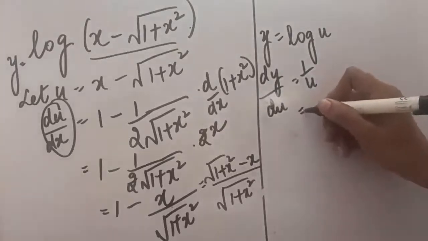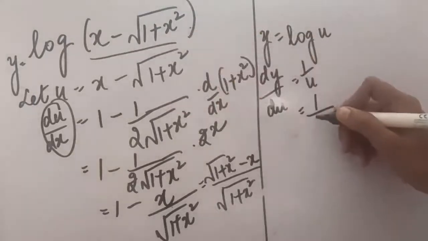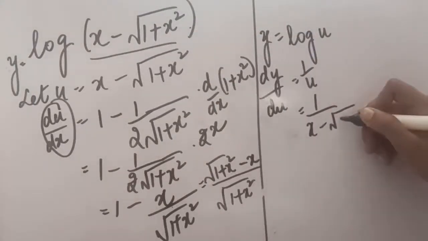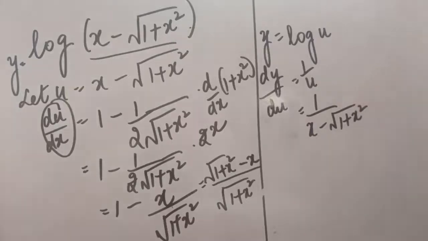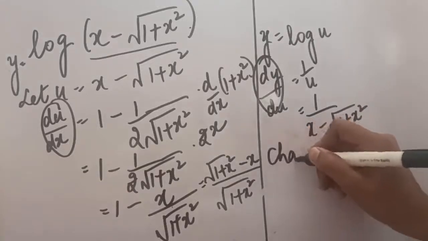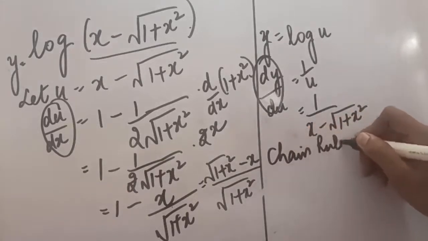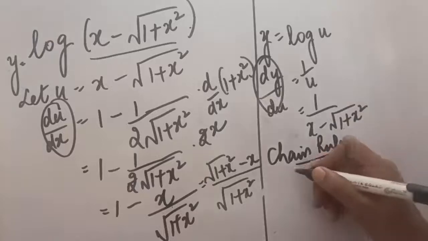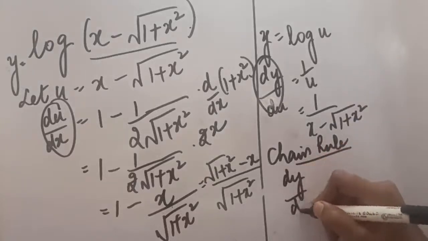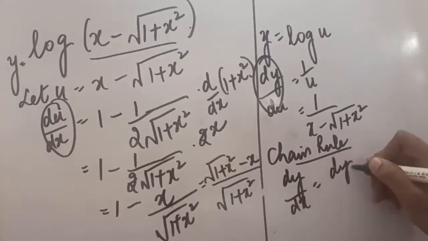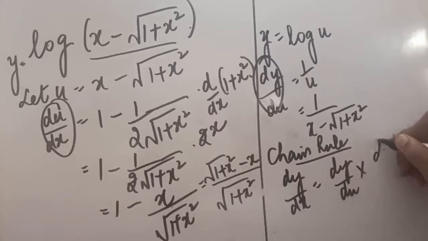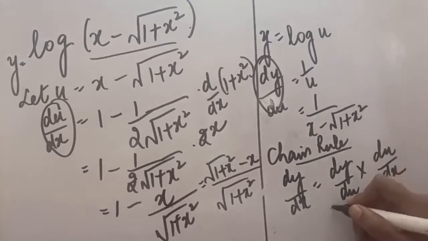So if we want to put the value, what is u? u is x minus under root 1 plus x square. So this is dy upon du. Now we can go ahead with the chain rule. The formula of chain rule you have already seen. So dy upon dx only we have to calculate, and here we require dy upon du multiplied by du upon dx. Now let us put the values.